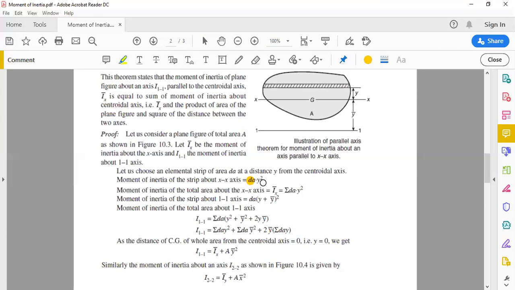Now next, moment of inertia of the total area about 1-1. How do we write this?